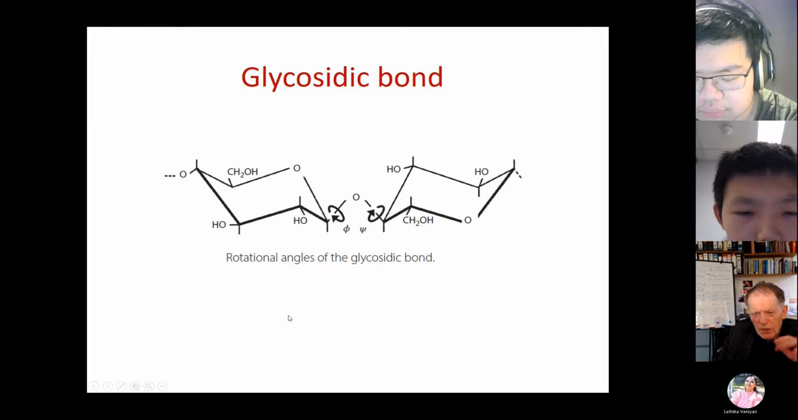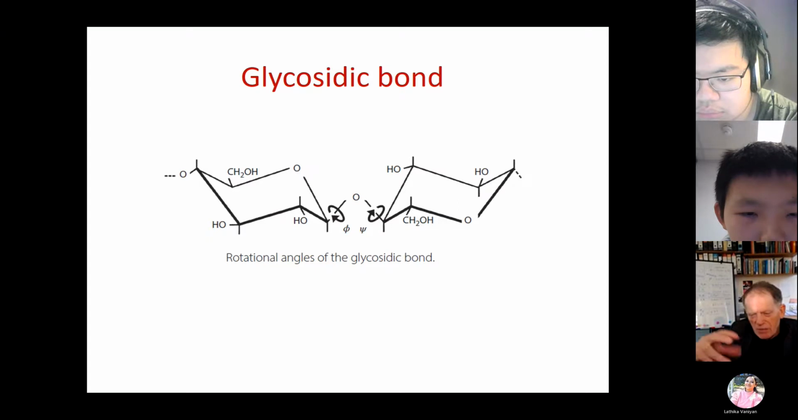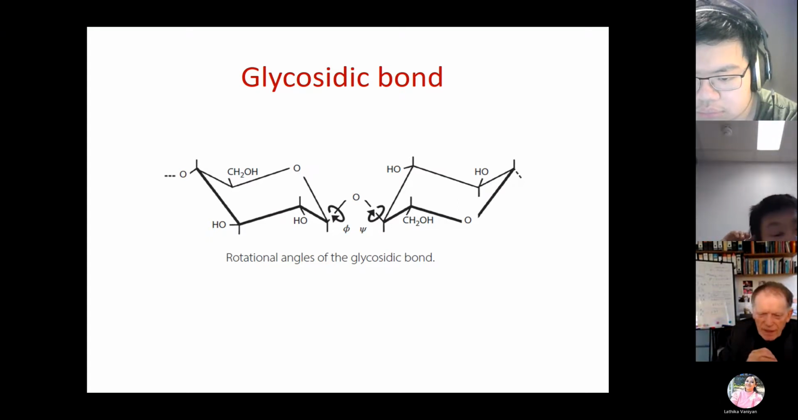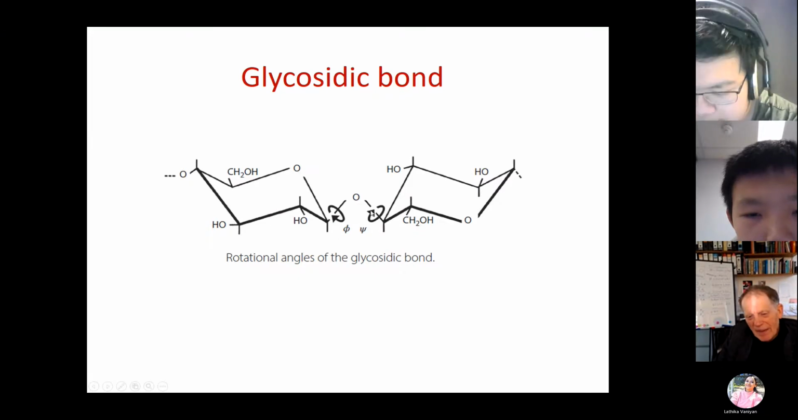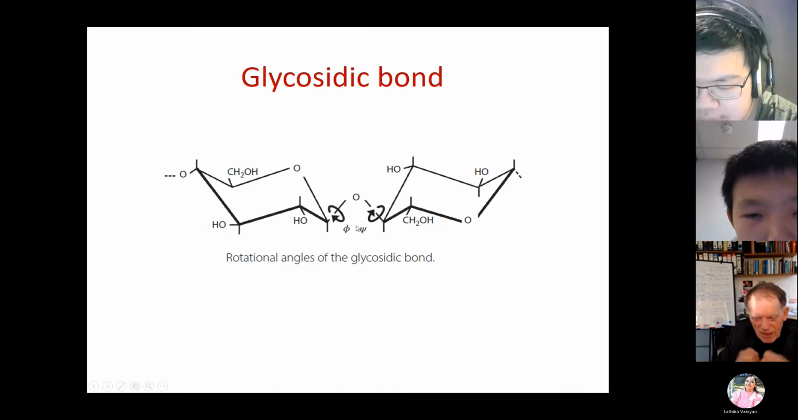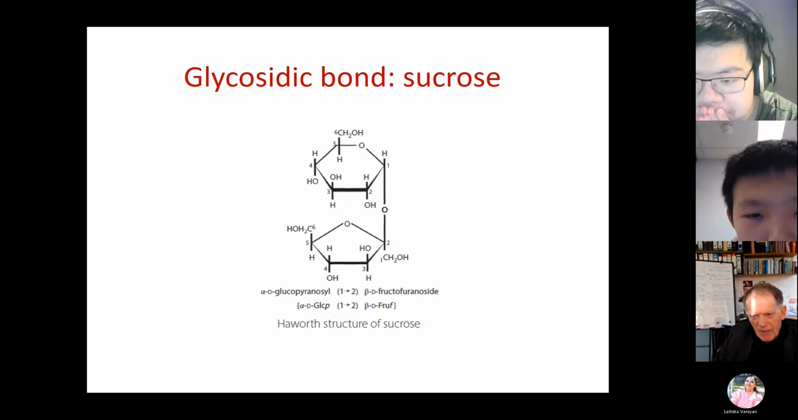If you have a 1,6 link, then you get an additional degree of freedom. This is the glycosidic bond, and this is where the 2 units can rotate. But of course, that rotation can be restricted because of the presence of other groups on the molecule, and it's these which underpin the flexibility of many polysaccharide structures.